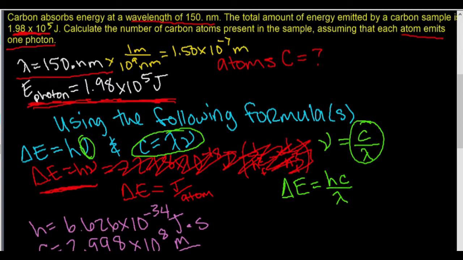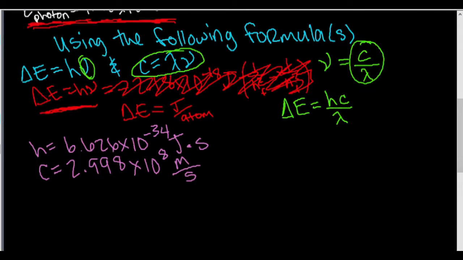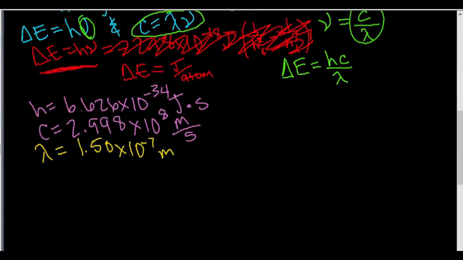This is the number we're going to use because we want meters to cancel. Alright. So our lambda is going to be equal to 1.50 times 10 to the negative 7 meters. So let's go ahead and plug this in. So our energy for every photon is going to be, and that's the same thing as this delta E, we're just using the energy of the photon.